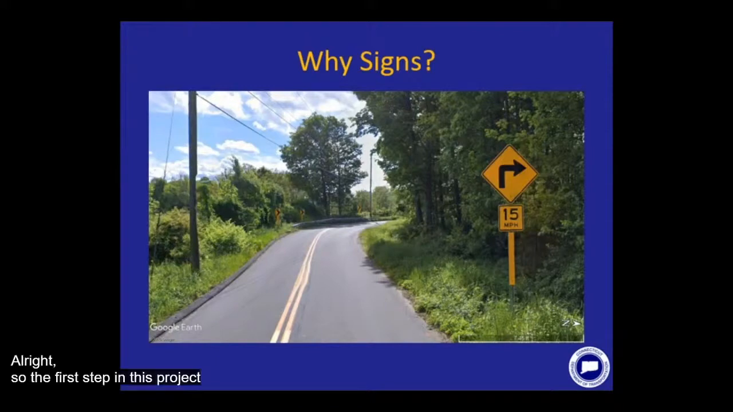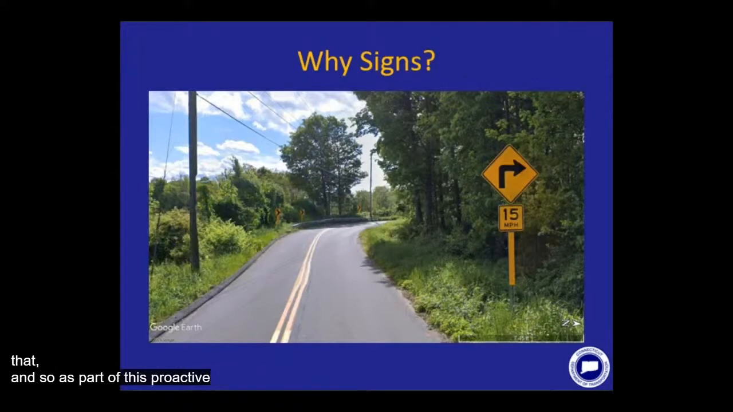And so the first step in this project is for us to identify all the curve locations in Connecticut that may benefit from curve signing. So we're going to be taking a more proactive approach than a reactive approach, where the reactive approach would be signing curves where crashes have already started occurring. So we don't want to do that.